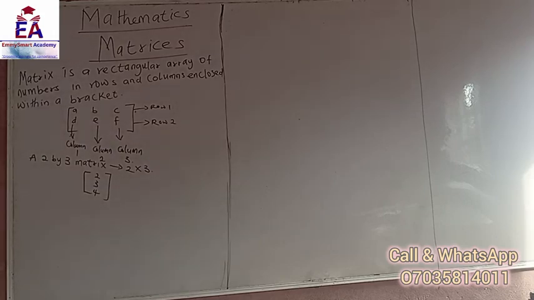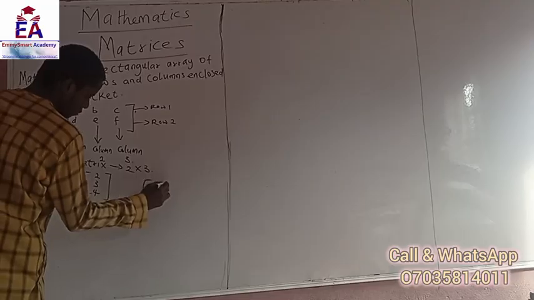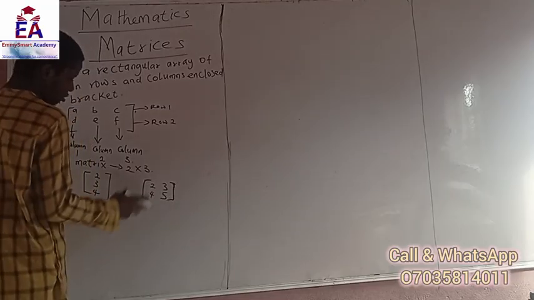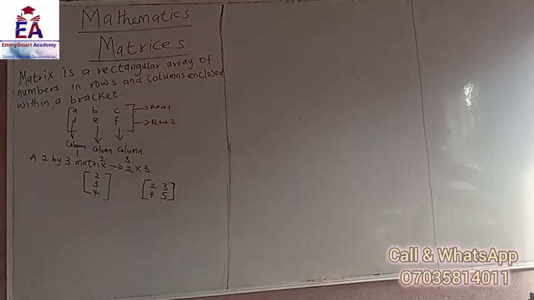Okay. So we could also have what is called a square matrix. A square matrix has the same number of rows and columns. Let's say you have 2, 3, 4, 5. This is a square matrix because it has 2 rows and 2 columns. So that's a square matrix.